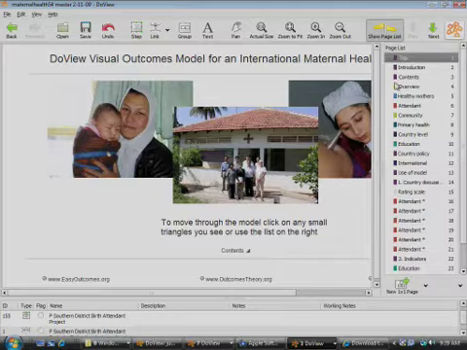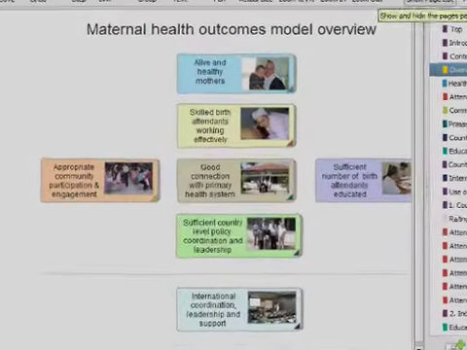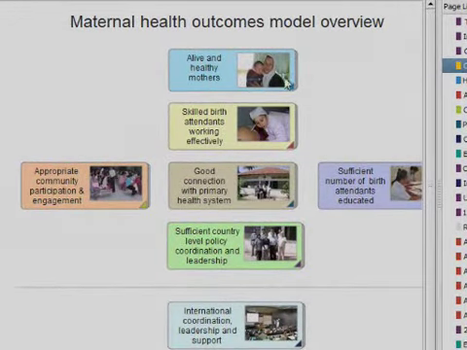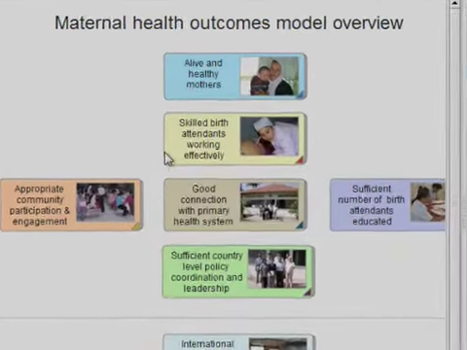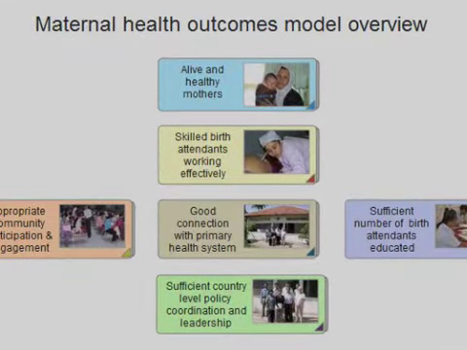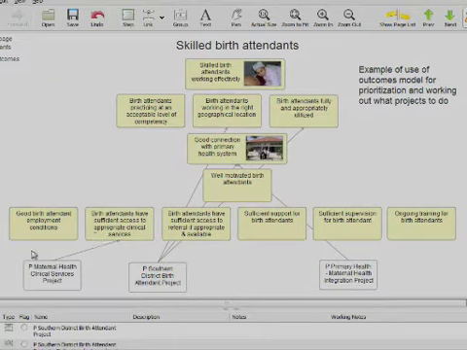As you remember, the model we're working with here is a maternal health outcomes model, and the particular area we're looking at is skilled birth attendants working effectively. We have mapped onto them the projects along the bottom, and now what we're going to do is to think about whether or not there are problems in regard to any of these steps within the model.